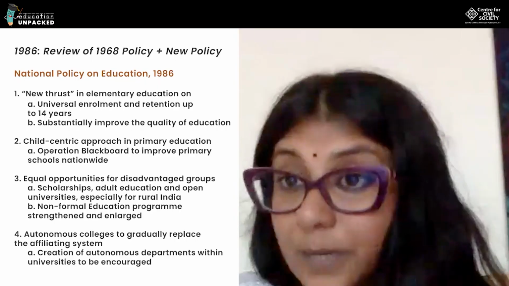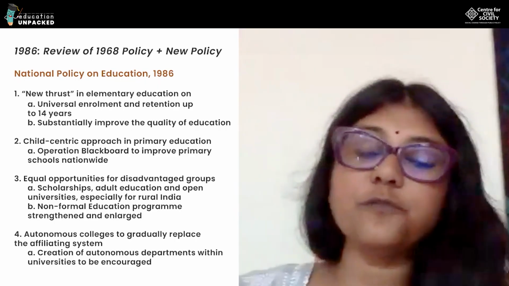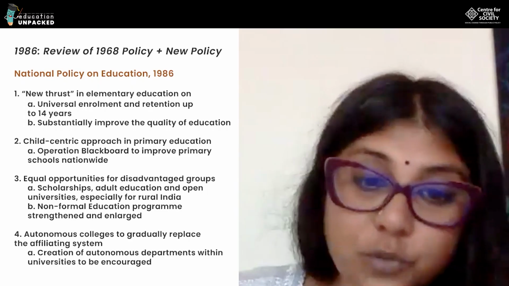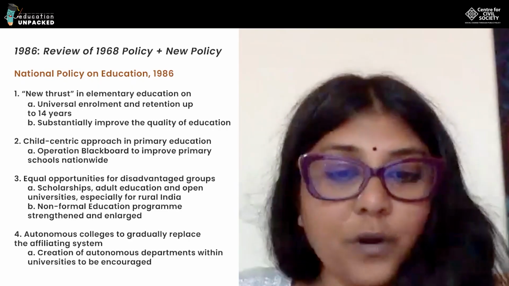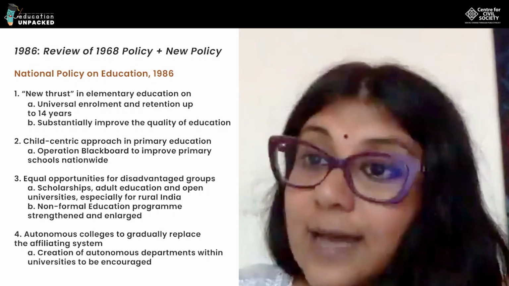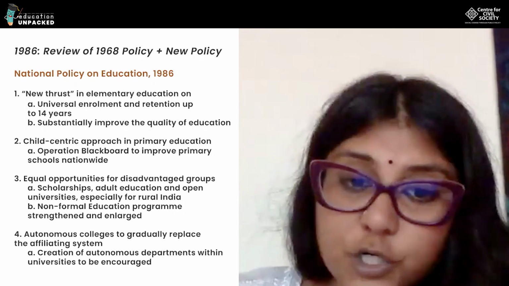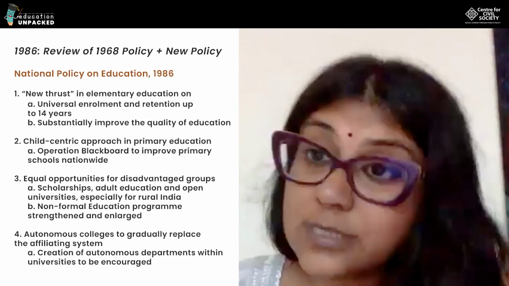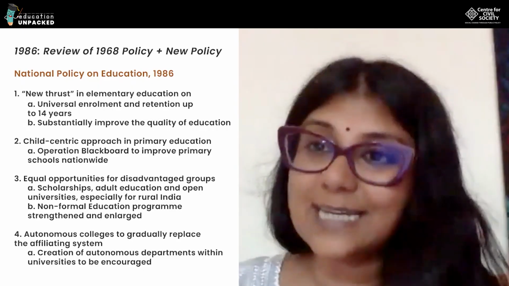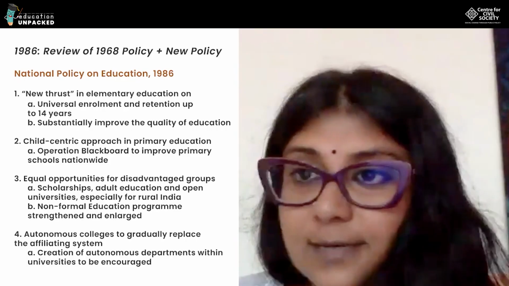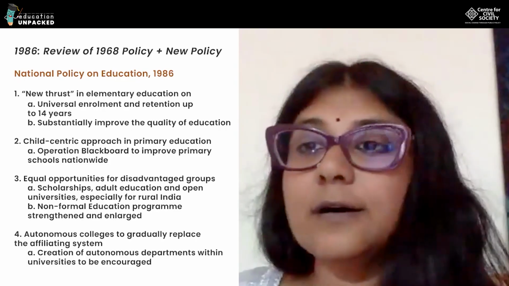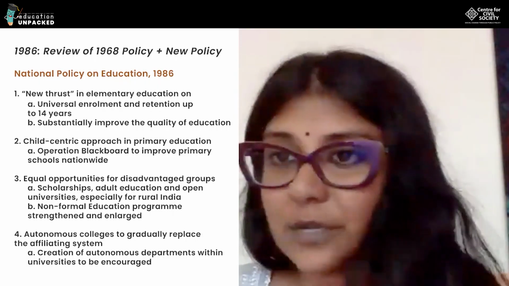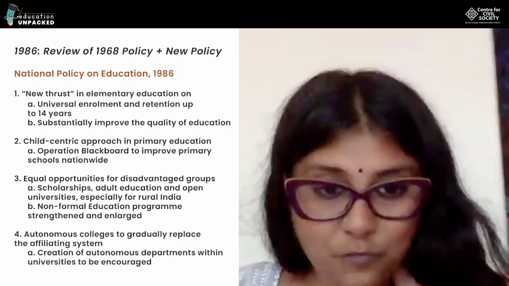The 86 policy also made a few additional new recommendations. The first was reflecting on how you increase the availability or access to equal opportunities among disadvantaged groups, right? So, for example, thinking about rural India as different from urban India. What can we do in terms of scholarships, adult education programs, and open universities or open schools, so that folks who are unable to attend a full-time school or have constraints in their life are still able to access some form of learning and get some kind of exit certificate that was proving to be really essential? So a 10th pass certificate, a 12th pass certificate, and so on and so forth, right?